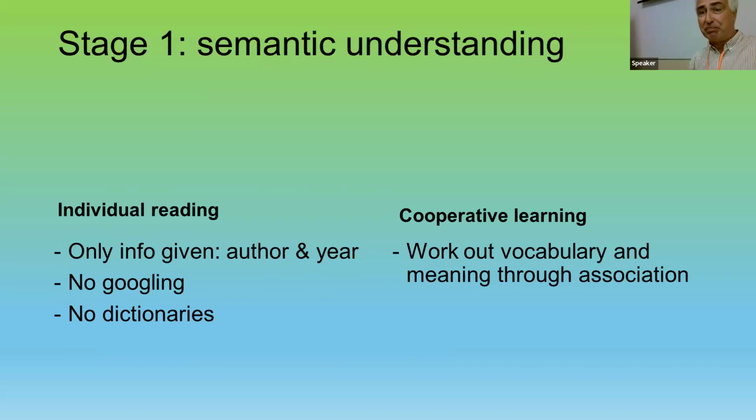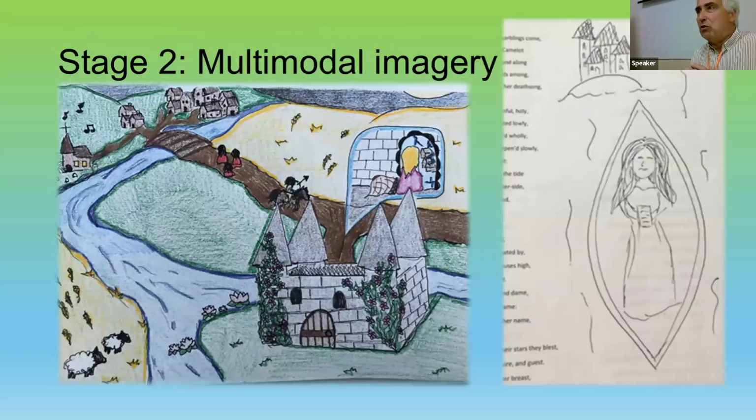So here we start with individual reading. There's no information. They're not even told they're given this poem. It's not even officially on the reading list. I don't tell my students at all. The only information I give them is the author and the year. They are not allowed to Google and not allowed to use any dictionaries. You need to work out the meaning together through association. The words, we don't understand them, but can we associate them with something? Are there any words that sound or look similar? Are there any words in Norwegian that look similar? So piece this together and work together. They did it pretty well.